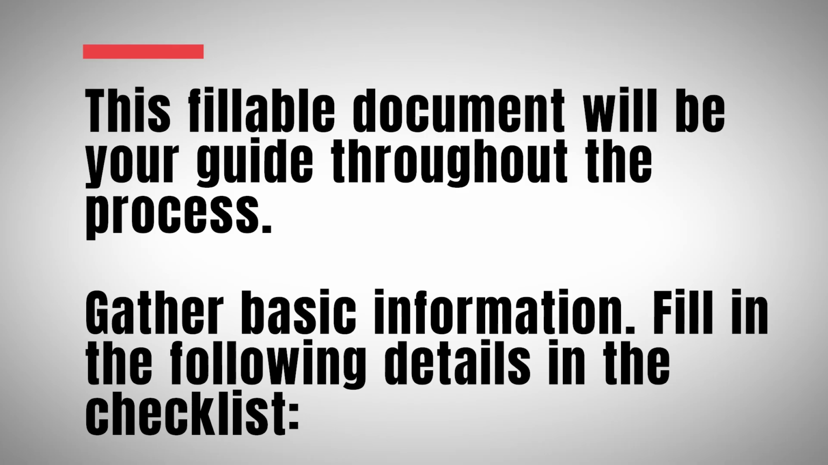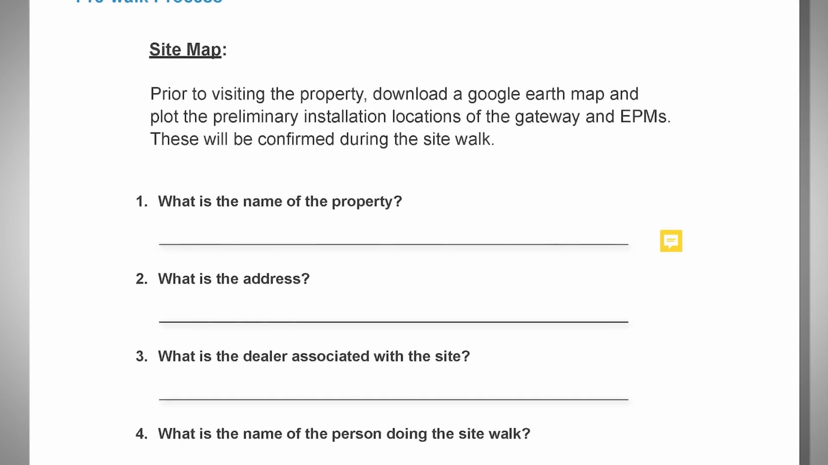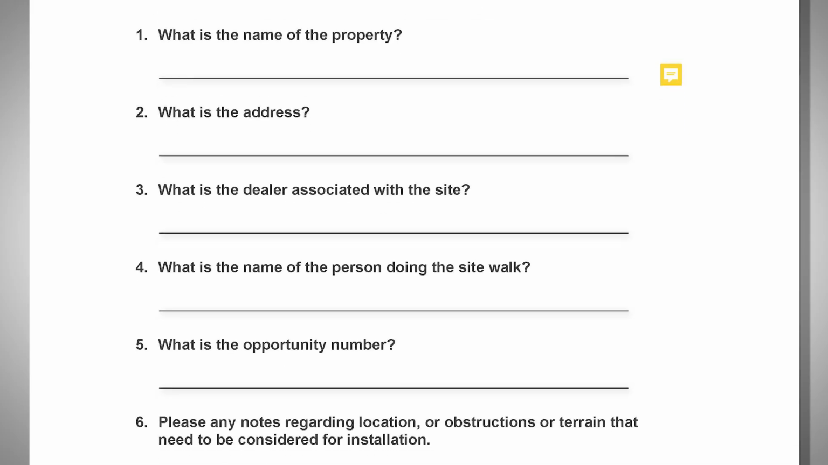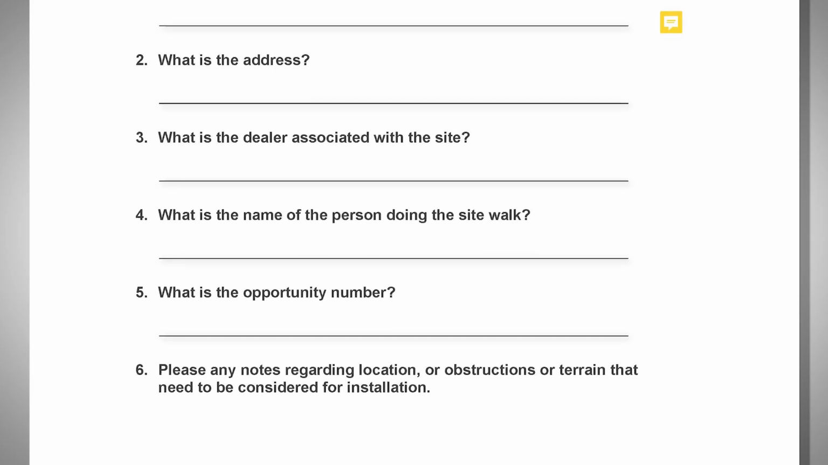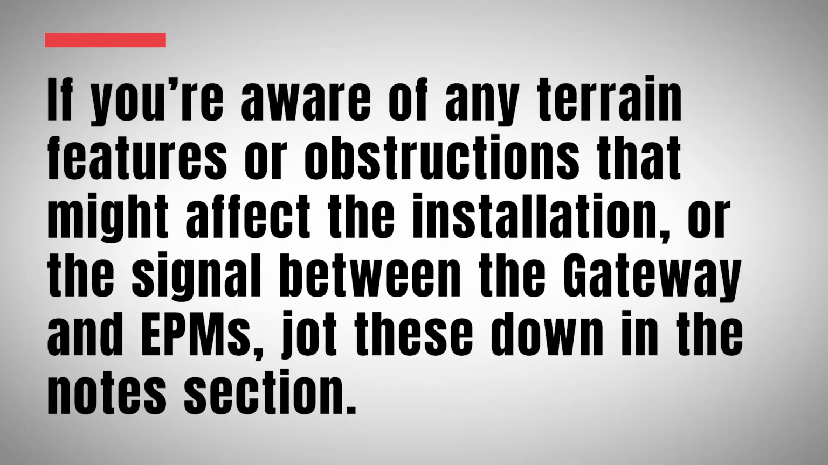Gather basic information. Fill in the following details in the checklist: property name, address, associated dealer, your name as the person conducting the site walk, and opportunity number. Note any known obstacles. If you're aware of any terrain features or obstructions that might affect the installation, or the signal between the gateway and EPMs, jot these down in the notes section.